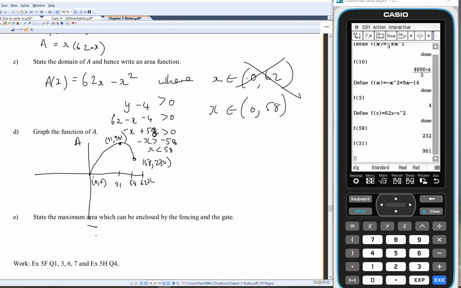So state the maximum area which can be enclosed by the fencing and the gate. Well, the maximum area is going to be this one here, which is 961 meters squared, I presume.